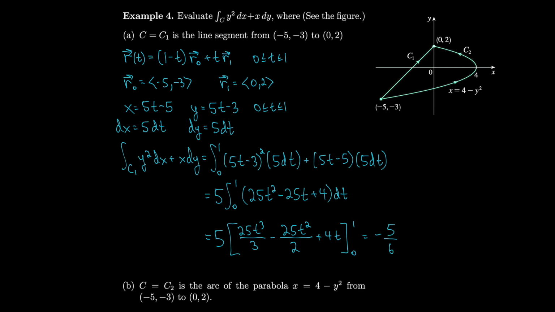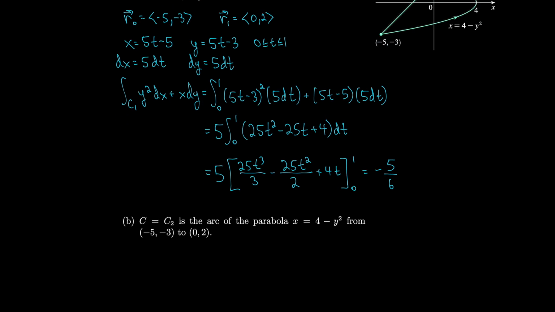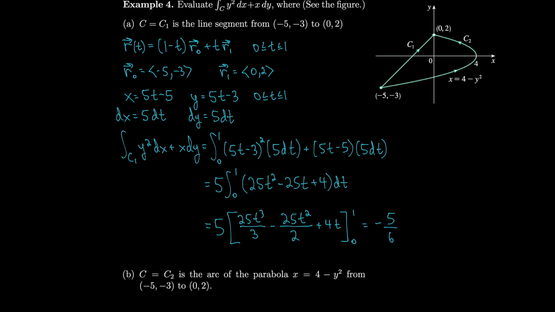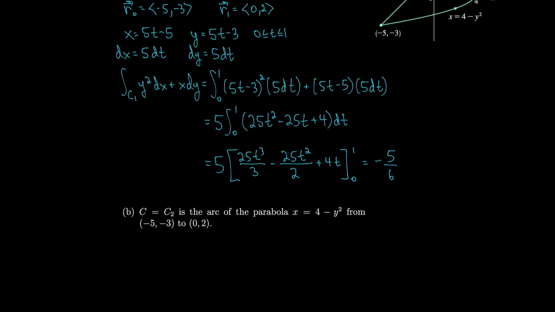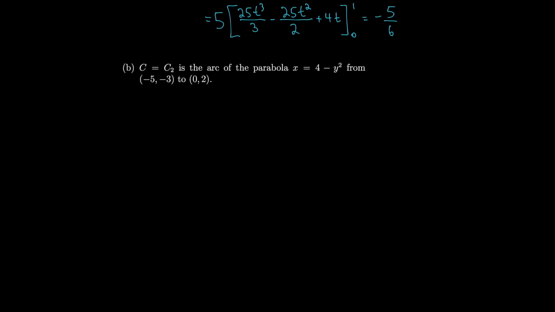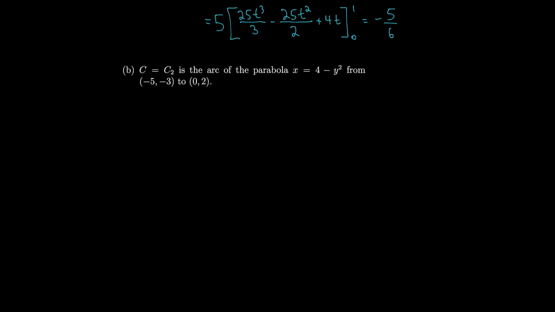So now let's check out the second part of our line integral. We're going to do it over C2 now. So we need to parametrize the parabola. Notice it's an x equals parabola, so everything's already a function of y. So we might as well just make y the parameter. So how about we make x equal to 4 minus y squared. We'll let y stay y, and we'll integrate from minus 3 to 2.